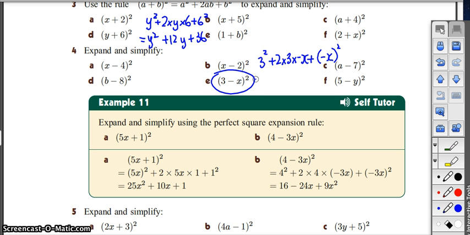Good stuff. 3 squared, Rothy? 2 times 3 times negative x. So plus times a negative must give us a negative. 2 times 3 is 6x. And this here is saying negative x times negative x. Negative times a negative is a positive. x times x is x squared. And so we're left with that.